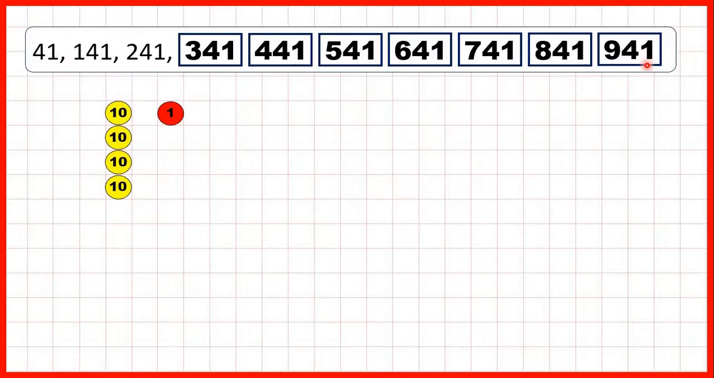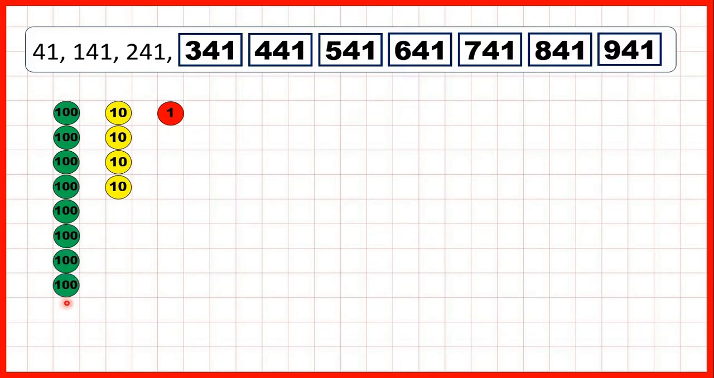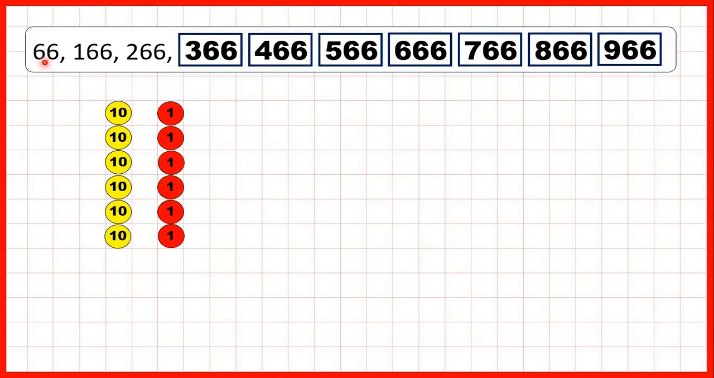Or if we use place value counters, starting with 41 means we're starting with 4 tens and 1 one, but because we're adding 100 each time, the tens and ones digits stay the same, and then we can keep on adding hundreds until we've got to 941. Or with 66, we can start with 6 tens and 6 ones, and then they always stay the same because we're only adding 100 counters.